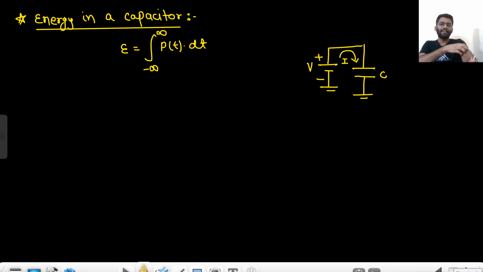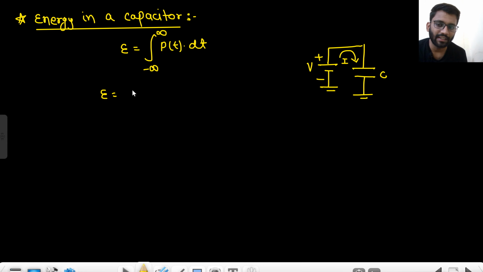Now we will see the energy stored in a capacitor. So what is the energy stored? Again, this potential V is applied across the capacitor, and I is the current flowing like this. What is the expression of energy? I told you one thing: you just remember E equals to PT. In the first lecture, we saw that E equals the integration from minus infinity to infinity of p(t) dt. That is the expression of energy across the capacitor.